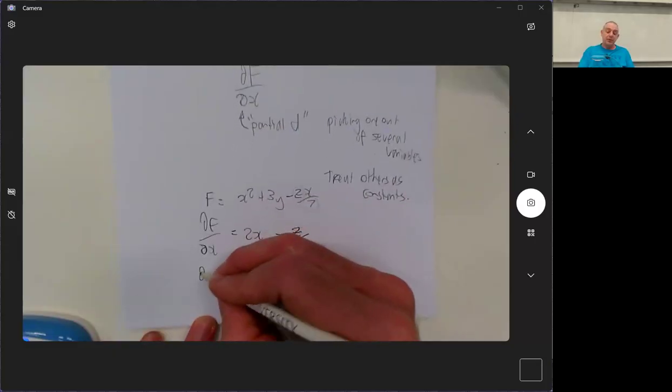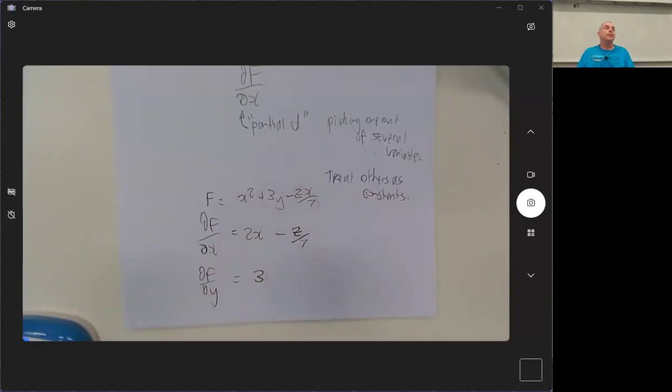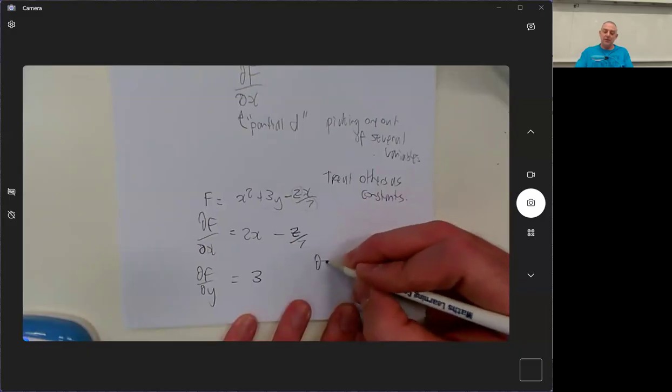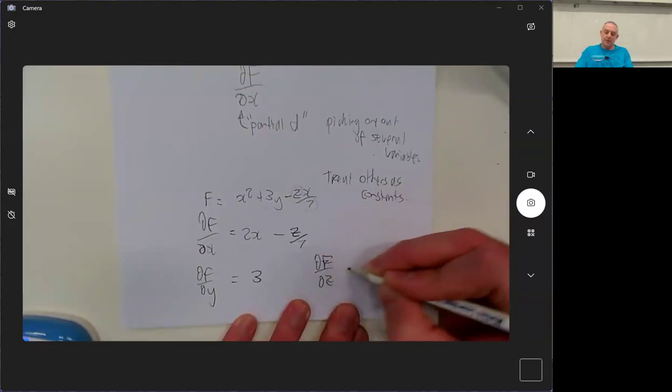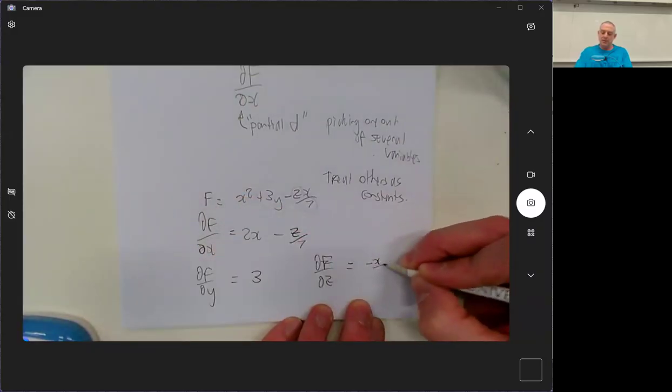On the other hand, df on dy is 3, because that's the only one that's got a y in it. So all the ones without y's disappear. So this is telling me that if y changes by a bit, by 1 unit, f will go up by 3, or whatever the units are, no matter what x and z are doing. And df on dz will be a minus x on 7.